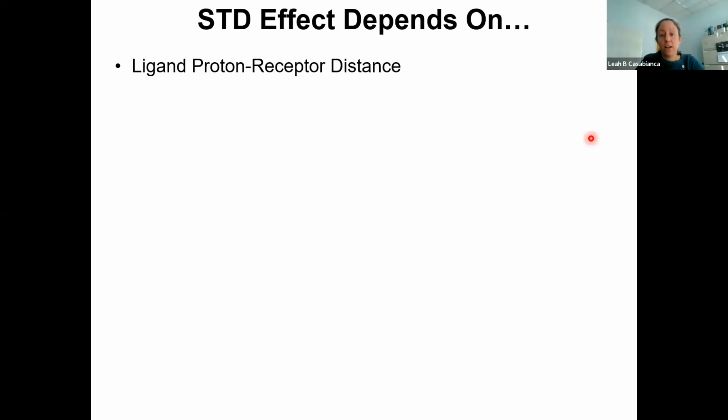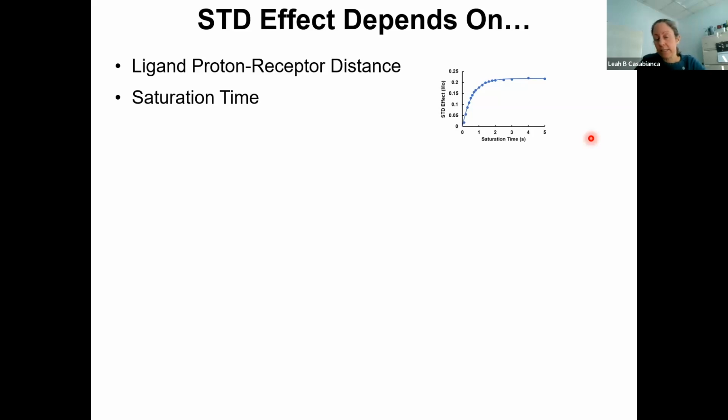So STD effect, however, depends on many different factors. Obviously, it depends on the distance between the receptor and the ligand proton. So this is what allows it to be used for epitope mapping. But it also depends on the saturation time. As you increase the saturation time, the STD effect is going to increase until it reaches a plateau. So once all of the free ligand has been saturated, increasing the saturation time does not result in additional saturation, and that effect will level off. So obviously the time that you saturate will influence the STD effect.